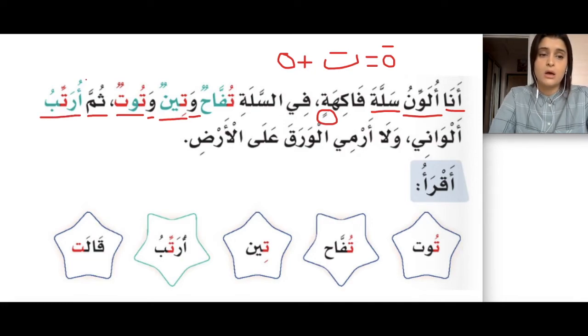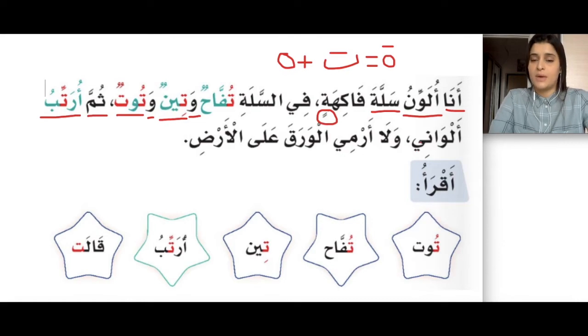Thumma urattibu. We have alif with dhamma above it, so I will pronounce it like u, not like a. Urattibu means I tidy, like tied. Urattibu alwani, my crayons, my pencils.